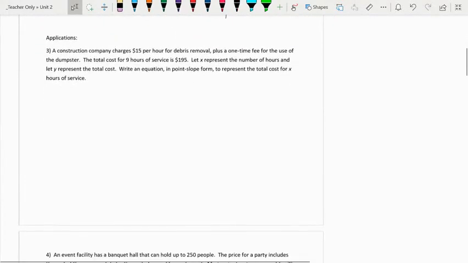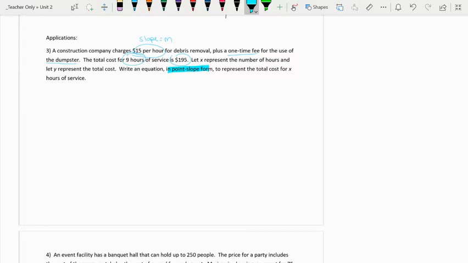So let's talk about the applications in general for this. So for number 3, it says a construction company charges $15 per hour. So again, anytime you see per hour, that's talking about slope, right? That's your M, okay, for debris removal, plus a one-time fee for the use of the dumpster. The total cost for 9 hours of service is $195. Let X represent the number of hours and Y represent the total cost. Write an equation in point slope form, okay, point slope form, to represent the total cost for X.